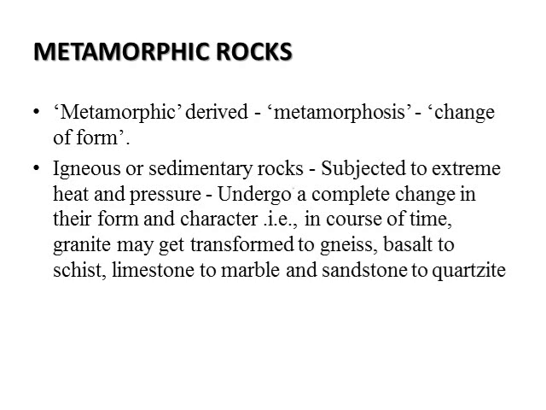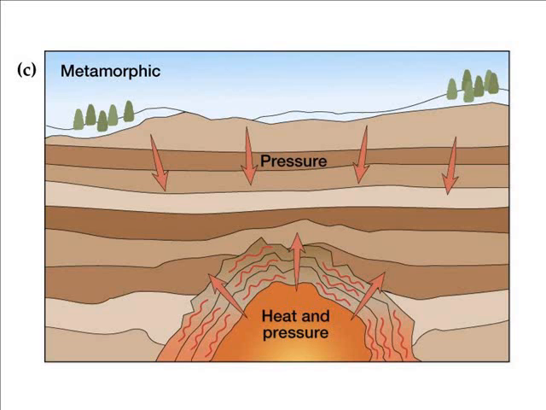Then the third one is metamorphic rocks. If the sedimentary rocks and igneous rocks are subjected to heavy pressure and heat, they undergo a change in their chemical structure. That is called metamorphic rocks. This picture simply shows the formation of metamorphic rocks. The heat and pressure from the interior of the earth changes the shape of the rock, its chemical composition and its physical structure.